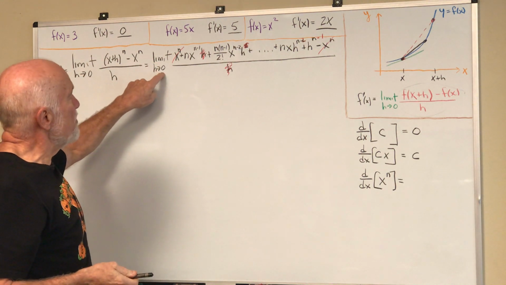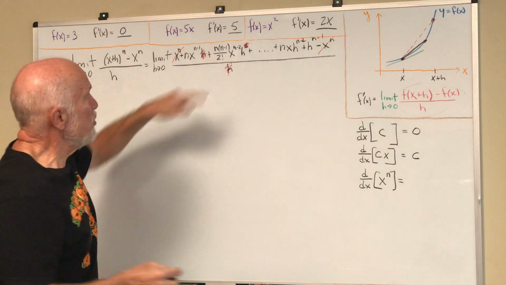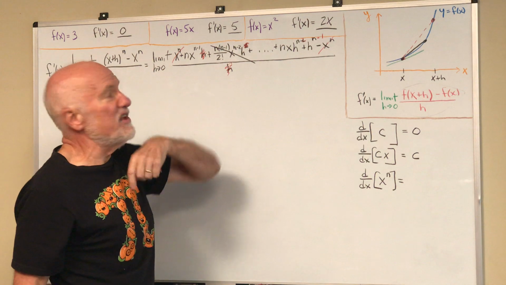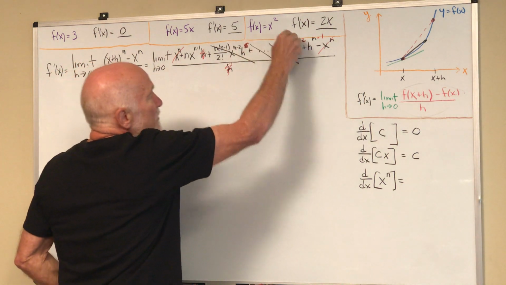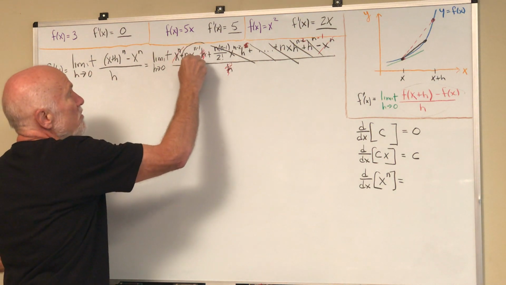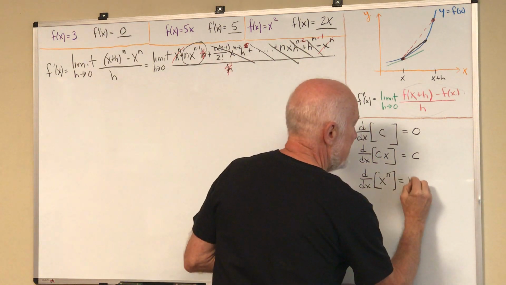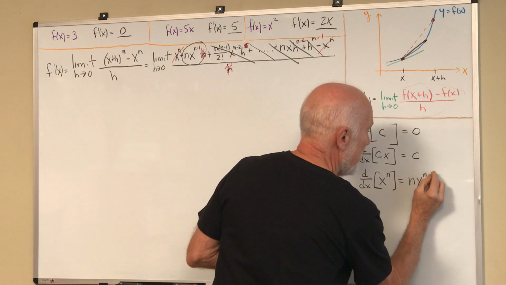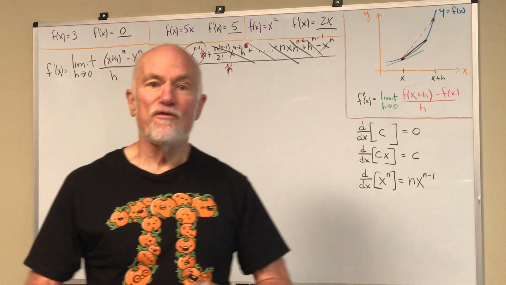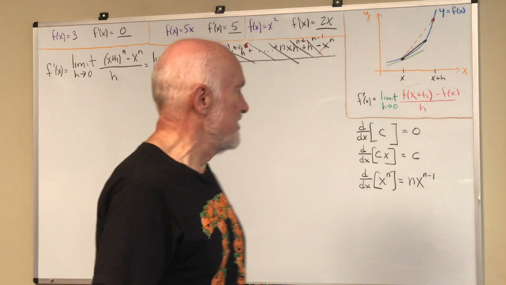And it still looks a little bit messy, but now look what happens when we take the limit. The limit as h approaches 0, we just plug 0 in for h. That whole term just drops out. In fact, every term has an h in it. So every term drops out, and we're left with that very simple expression, n x to the n minus 1. And we've got a very powerful formula there. We now can take the derivative of any power of x.